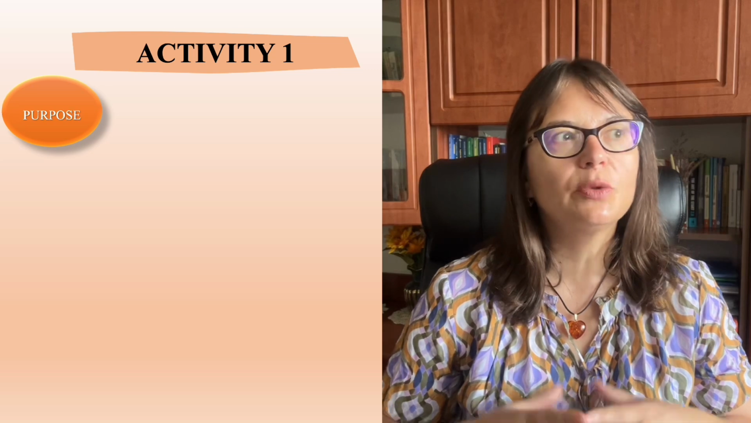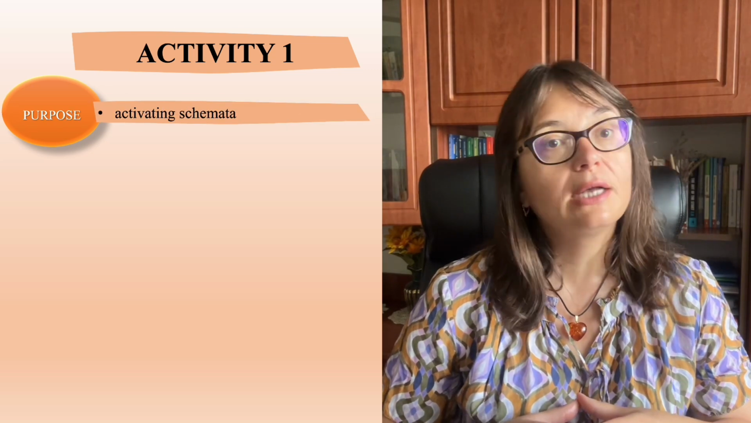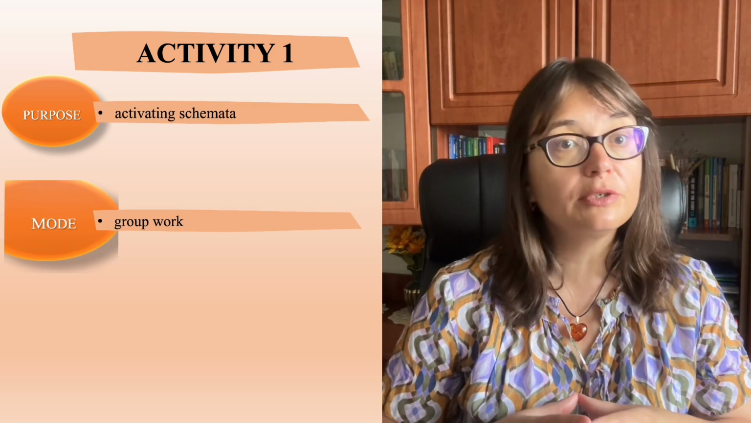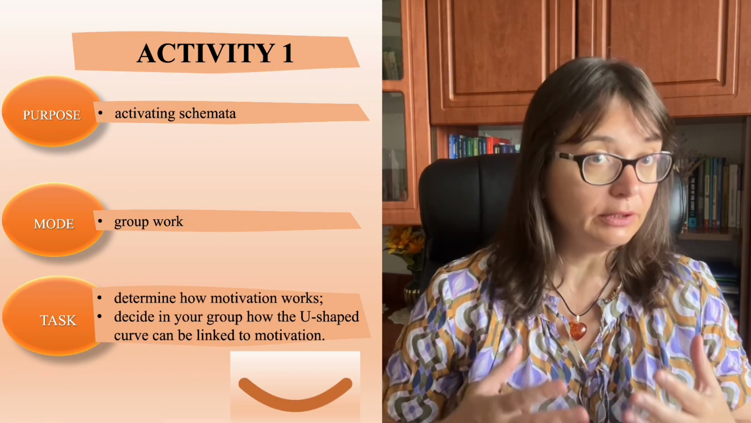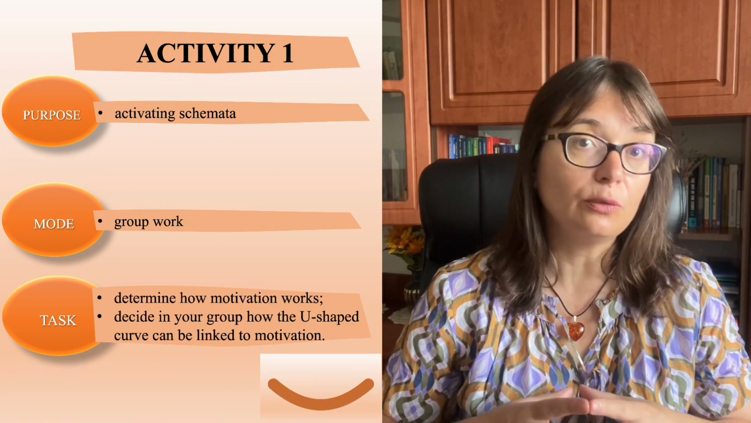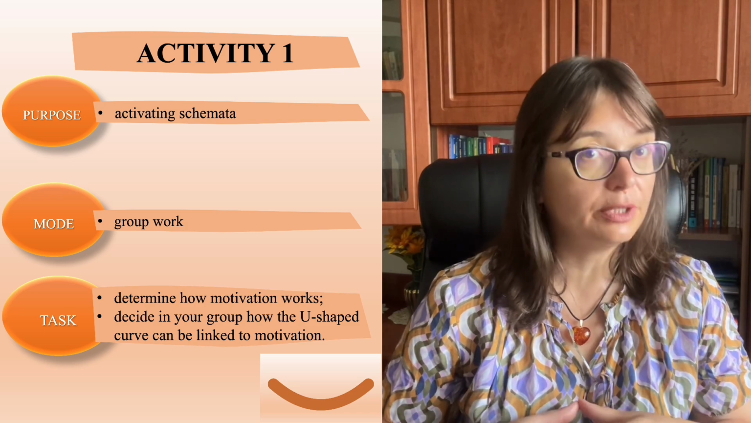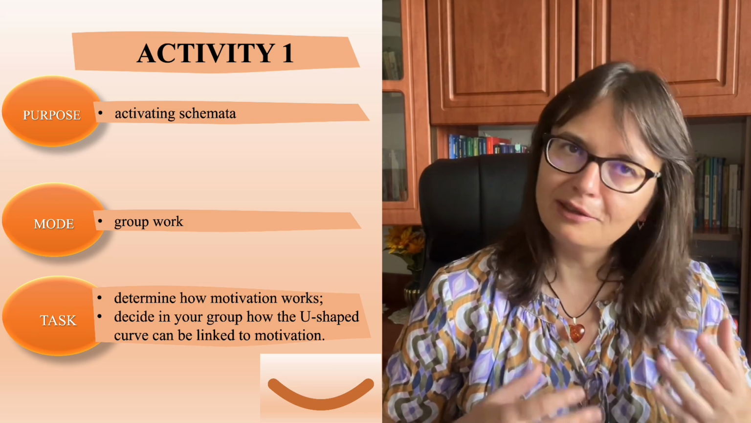Activity 1 is meant to activate student schemata. We may ask our students to work in small groups to explain how motivation works. Distribute a worksheet with a curve on it and ask students to decide in what way that curve is connected with motivation. They can come up with interesting answers. For example, some may see it as a smile and link motivation with a person's enthusiasm, joy displayed when they are motivated. Once the schemata has been activated, get to activity 2.